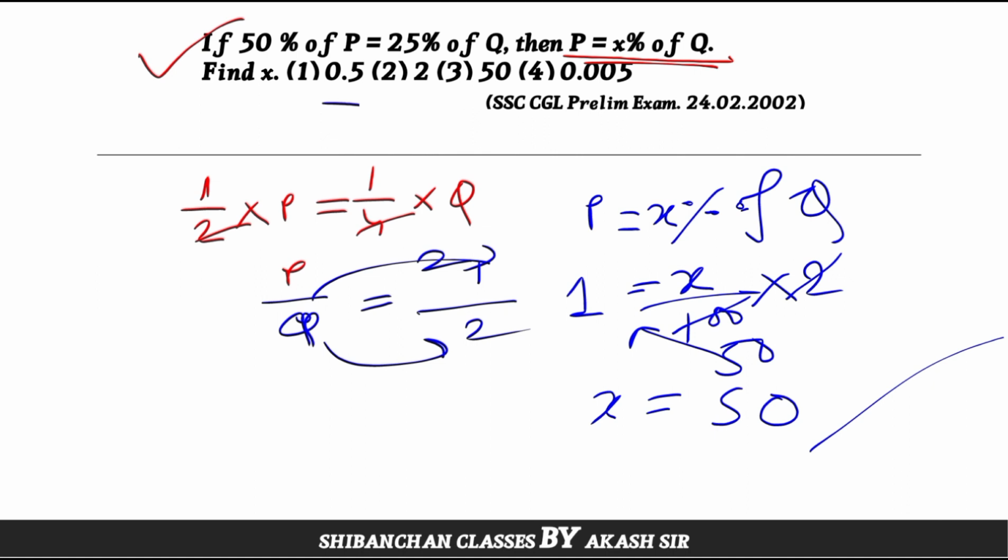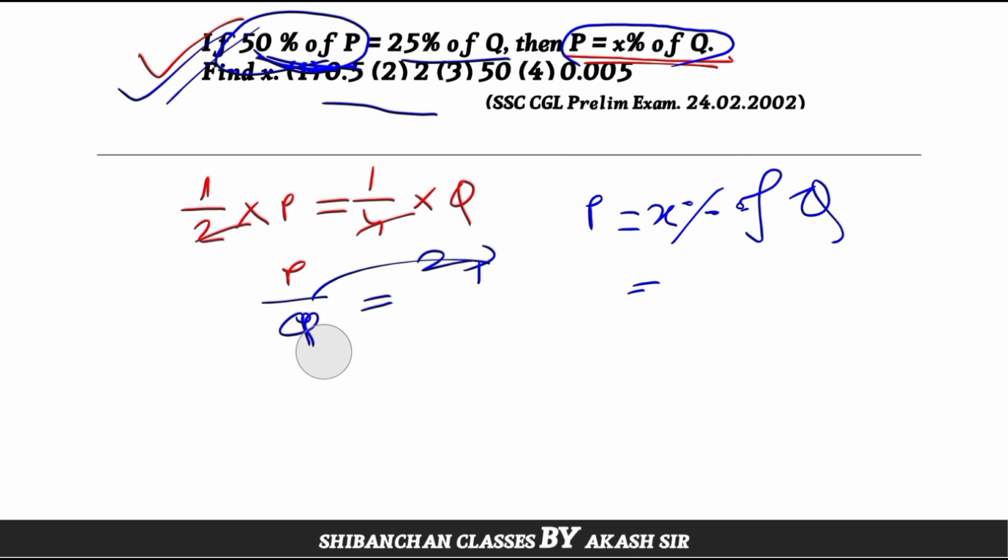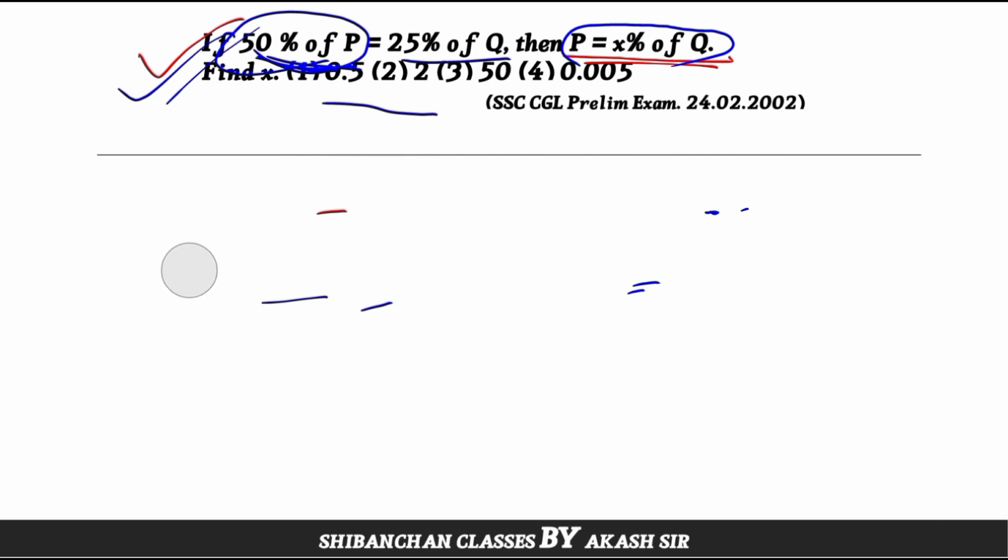Now we can solve it very easily, and there is also another way to solve. I told you earlier that if 50% of p equals 25% of q, 50% means half. Is it correct or not? Yes. We need p equals x% of q. Very easy. Now we can solve it by another method also. Now have a look. In the examination you will not use this method. In the examination you will use method number 2, which I am going to show you now.